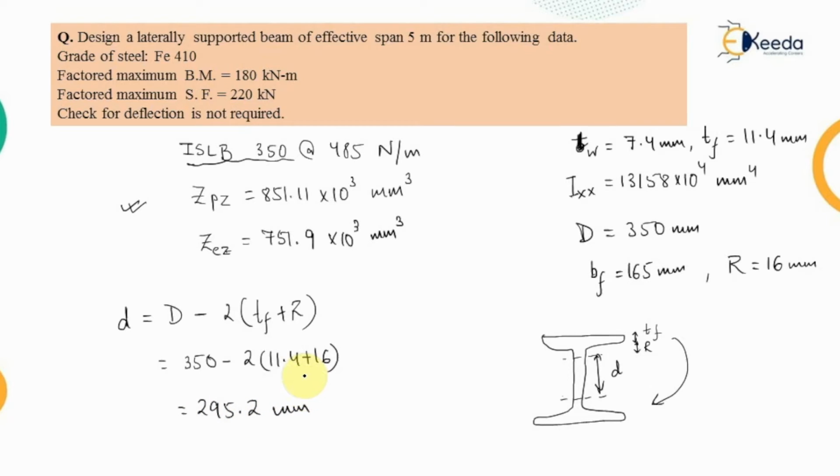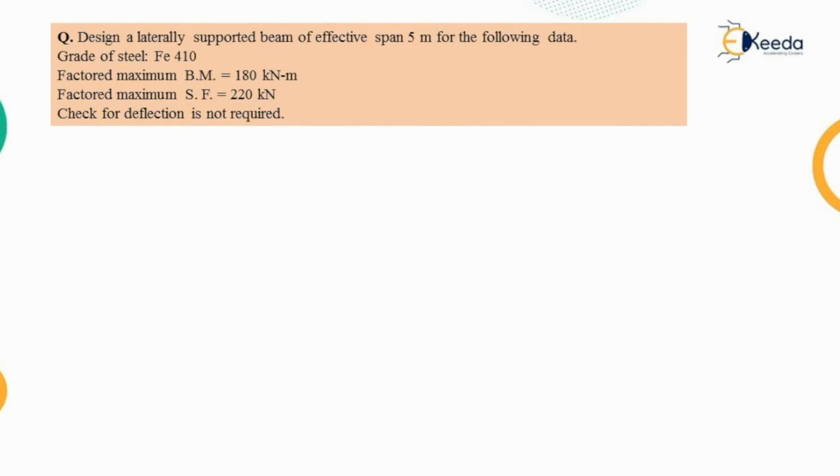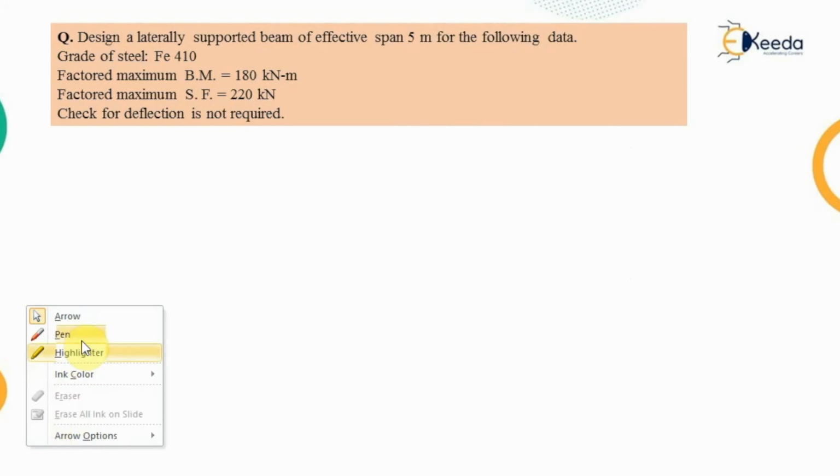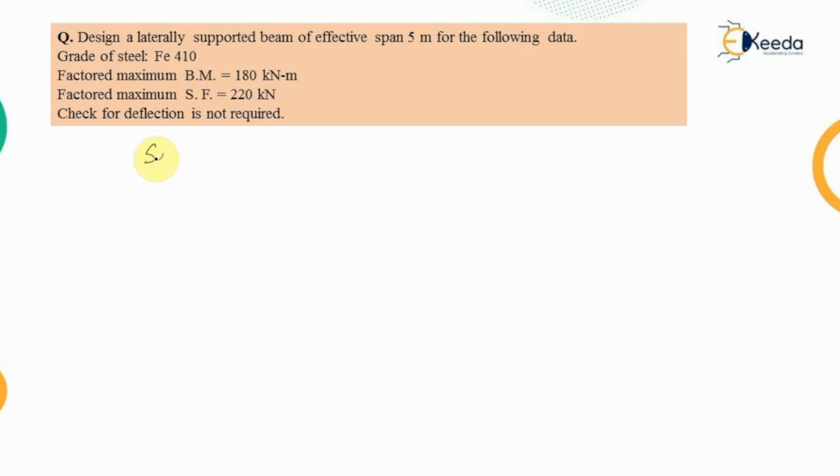Now we will try to classify the section. So the second step will be to classify the section. For the section classification we will be looking at certain ratios. The first ratio is taken as bf by 2 divided by tf.